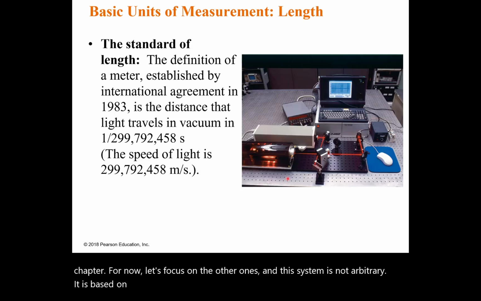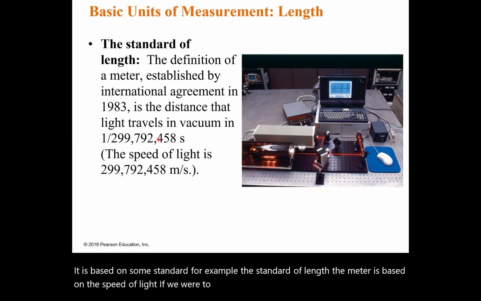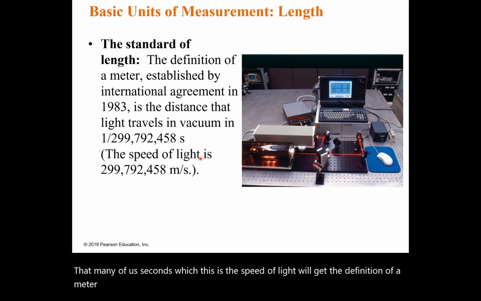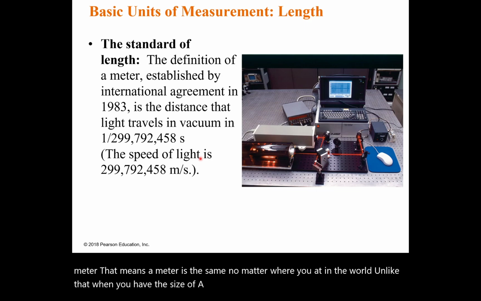For example, the standard of length, the meter, is based on the speed of light. If we were to take light in a vacuum and measure the distance it covers in 1 over that many of a second, which is the speed of light, we'll get the definition of a meter. That means a meter is the same no matter where you are in the world. Unlike the size of a king's foot sometime in the Dark Ages, which is not the same.